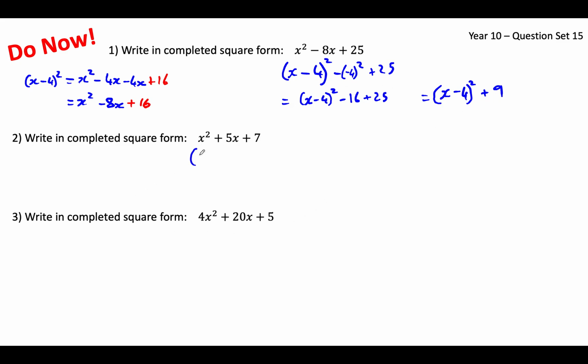Again, half that coefficient of x. Now you could work in decimals, but frankly, that's a pain. You're much better off working with fractions. All right? Because otherwise I'm going to have 2.5, and I'm going to have to square 2.5. And that means probably getting the calculator out or lots of fiddly work here. It's much easier to work with a fraction. I'm going to take away that number squared, 5 over 2 squared. And then, of course, I've got my plus 7 to sort out in the end.